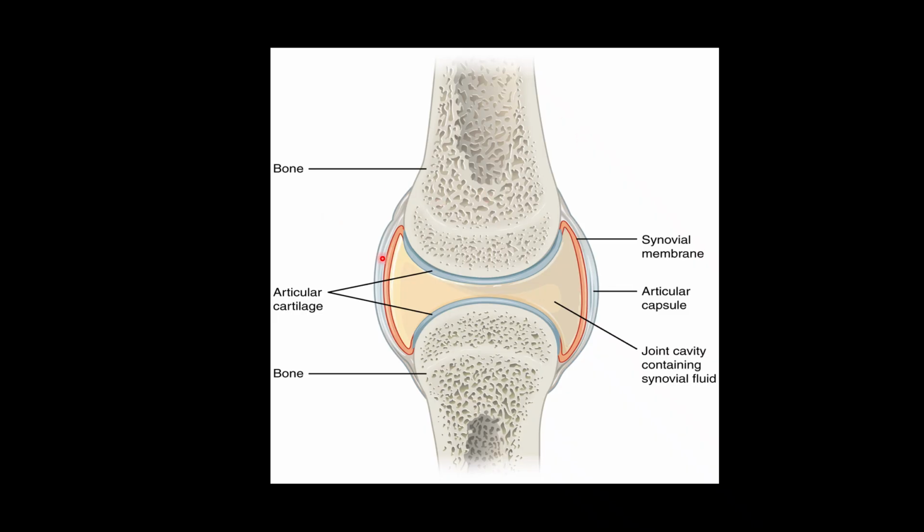So this is the articulating cartilage, this is the bone, this is the synovial membrane, this is the articular capsule, the joint containing synovial fluid, and this is the bone. This is all the joint.